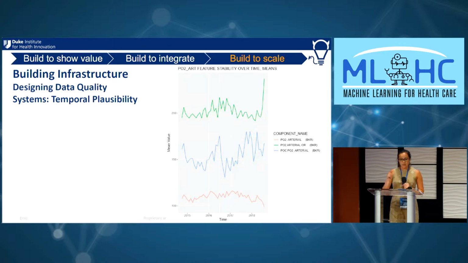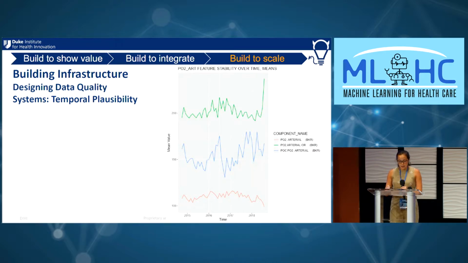As you can see, the labels are pretty similar. One's like PO2 arterial, PO2 arterial OR, and then POC, PO2 arterial. So you would think that these labels would all be pretty much PO2 arterial. However, looking at the means, they mean different things.